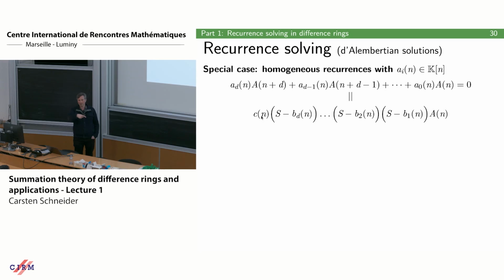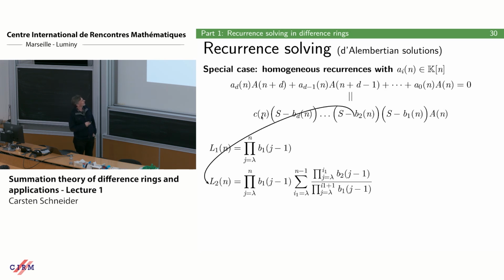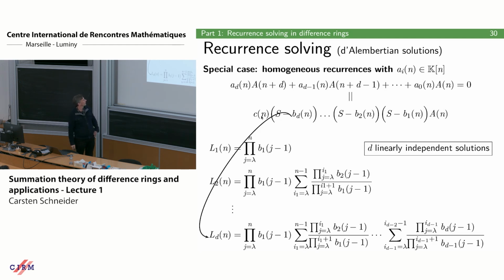And this is now a generalization of variation of the constants. This factor here gives me the solution that you have here. This was the starting point, okay? But the second solution is a sum over that hypergeometric product times B1, the B1 factor. So we get another solution. And we can do this d times. And the solutions are linearly independent.